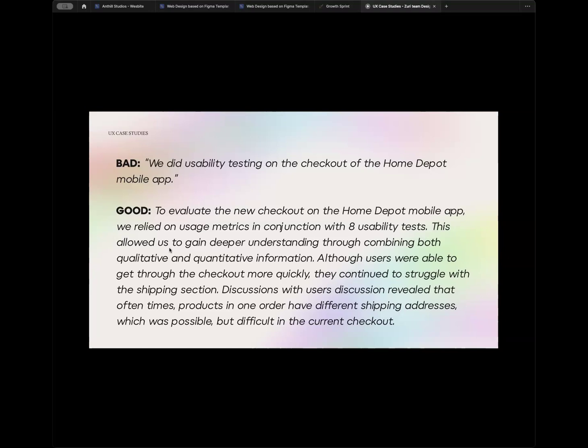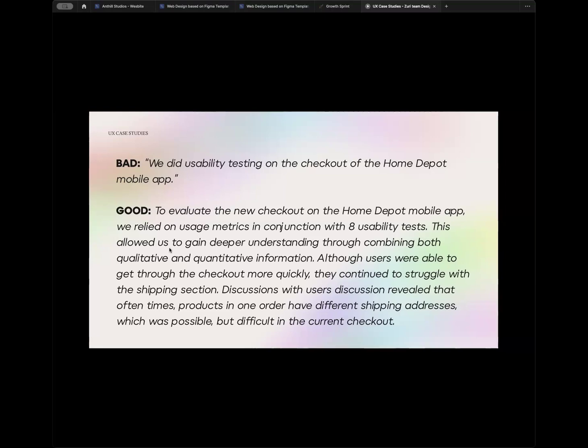Like, I'm breaking down everything that we did now, right? And then I'm now saying, because we did this, it allowed us to gain deeper understanding through combining both qualitative and quantitative information. At this point, I'm literally already walking through everything. You can feel the person's involvement in this project, because it sounds like they know what they are saying. And that's the thing with perfectly crafted case studies, right? People hear you like an expert, right?